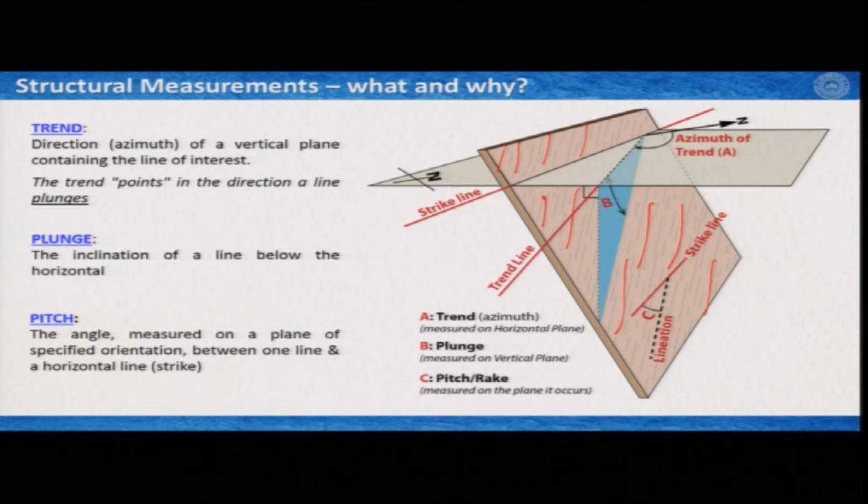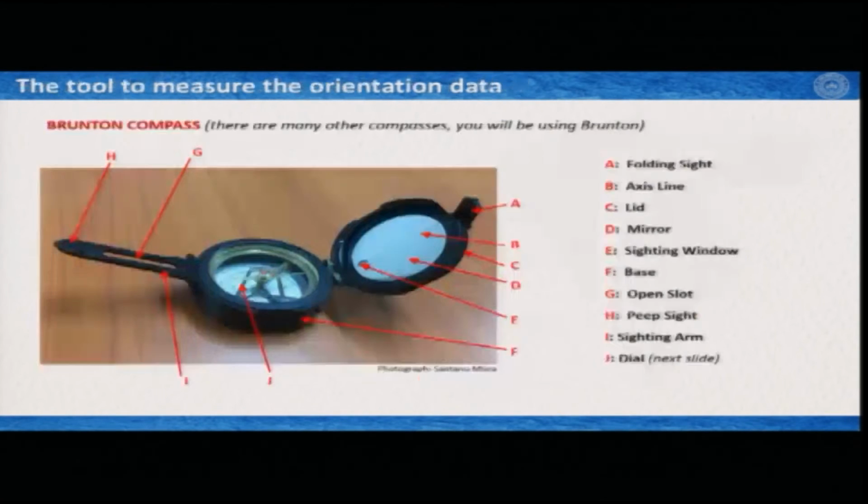Now, from this image we can also realize that trend is azimuth, that is, you measure it on the horizontal plane; plunge is inclination that you measure on the vertical plane; and pitch or rake you measure on the inclined plane itself. We will learn more about it later.